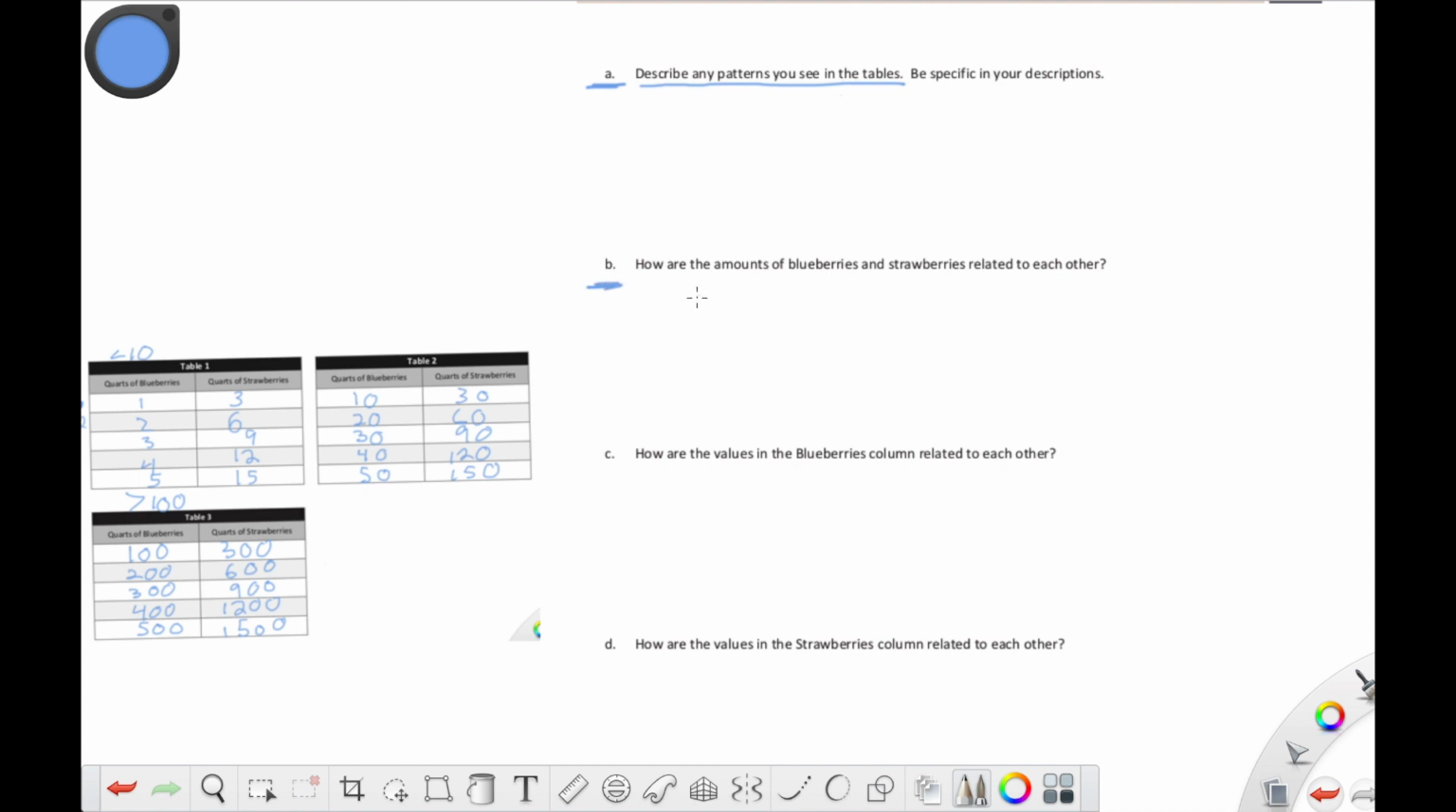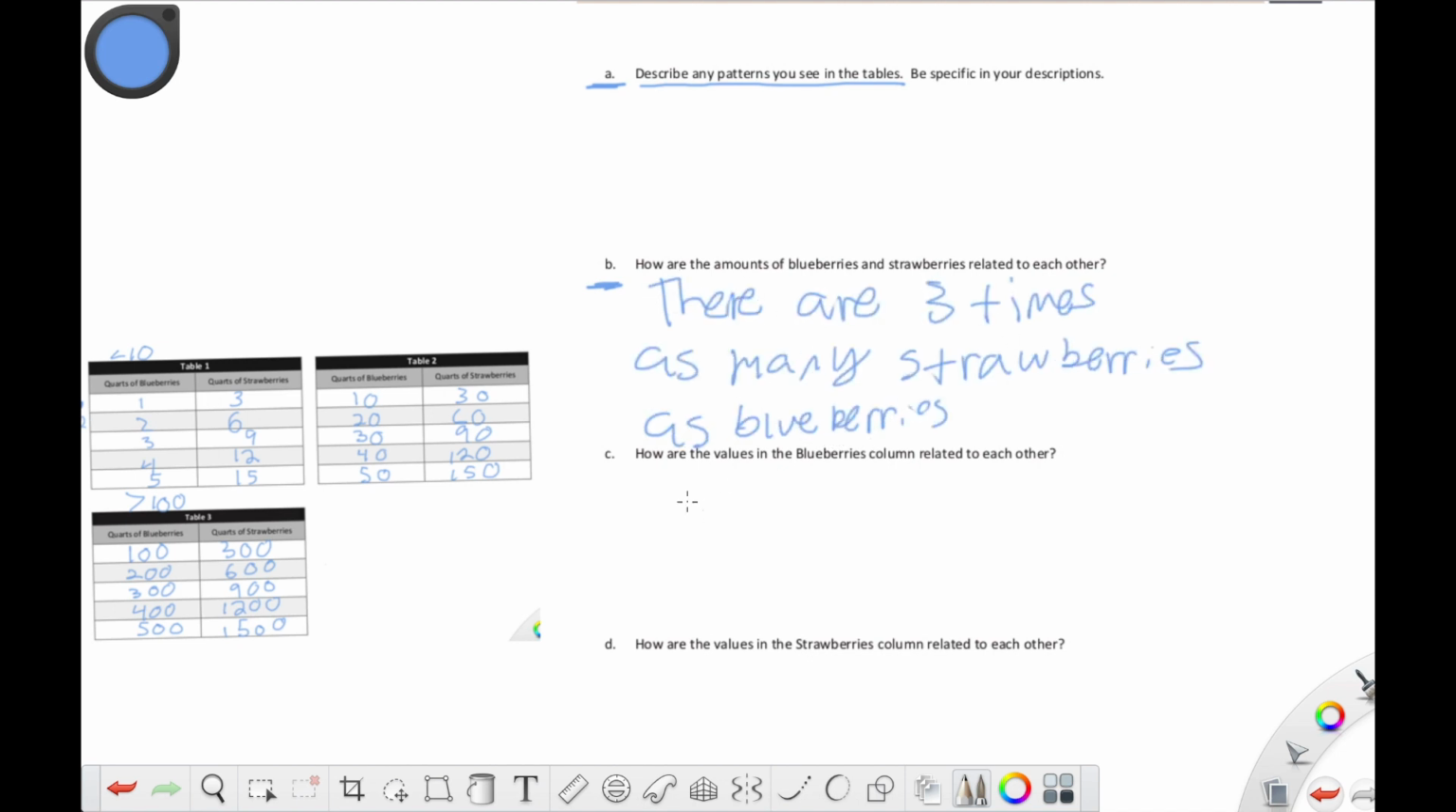B, how are the amounts of blueberries and the strawberries related to each other? I'll do this one with you. The amounts of blueberries and strawberries are related because there are always 3 times as many strawberries as blueberries. So we can just write this here: there are 3 times as many as. C, how are the values in the blueberry columns related to each other?